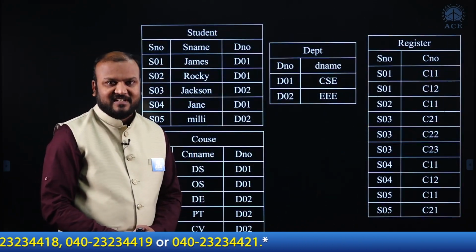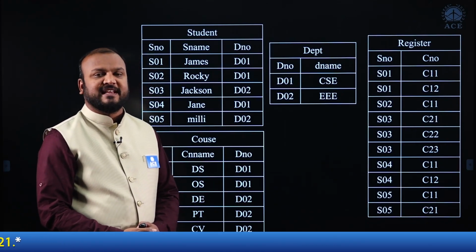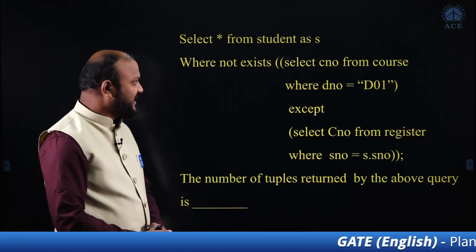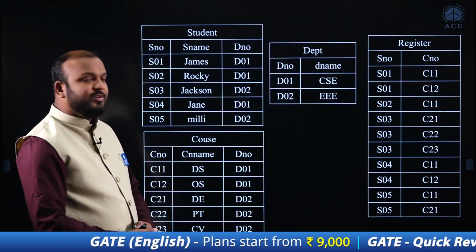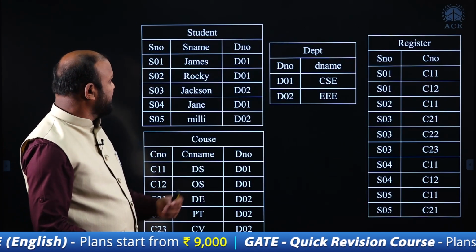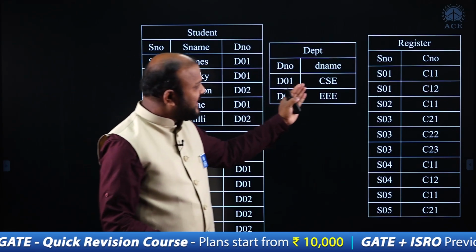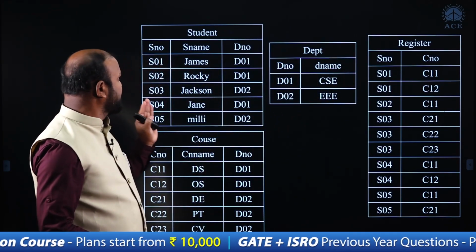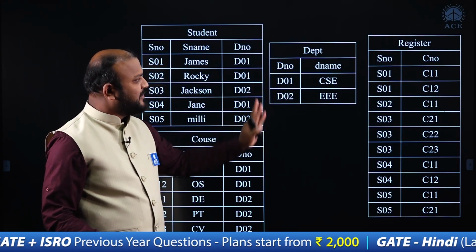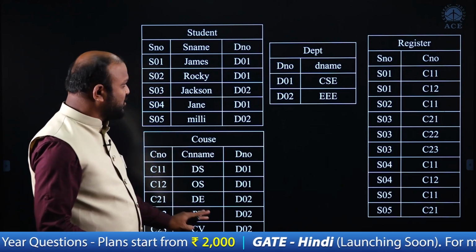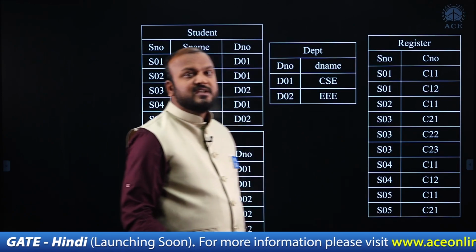Here it is a question based on the concept of structured query language and its subconcepts like nested query, correlated query and exists clause, and also set manipulation operator. Here you look at what is given in the question. In the question they have given 4 tables: student, department, register and course. Details of students are in the student table, department details in the department table, and course details in the course table. If a student registers for a particular course, that information is in the register table.